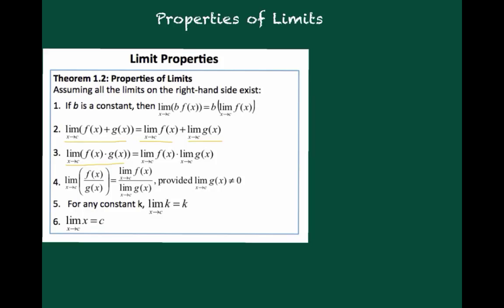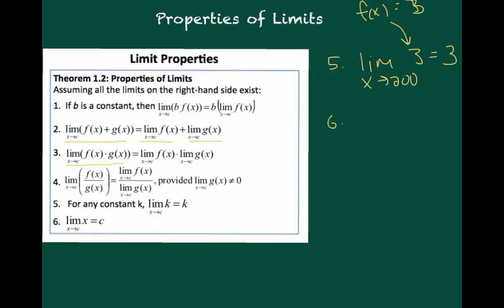All right, the last 2 are pretty easy, but they're probably the most useful. So if we were to take a look at number 5, let's put some numbers in. They're saying that for any constant k, let's say k equals 3, the limit as x approaches 200 of 3 equals 3. And that should make sense because in this case, the function is just 3. It's like a horizontal line, y equals 3. So of course, the limit is always going to be 3.